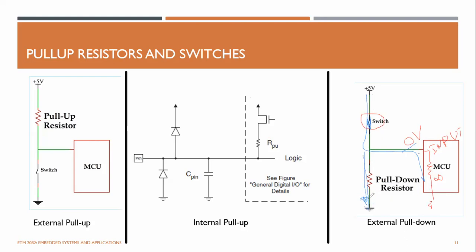Most of the current will go through the pull down resistor, and the voltage drop across the switch will be 0. 5 volt minus 0 will be 5 volt, so this will be 5 volt, right? So the state voltage change will be from 0 to 5 volt when someone presses the switch. This is called a pull down configuration. So your resistor is now connected to the ground. Pull up means your resistor is connected to the 5 volt supply, right? It could be an external pull up or it could be an internal pull up.